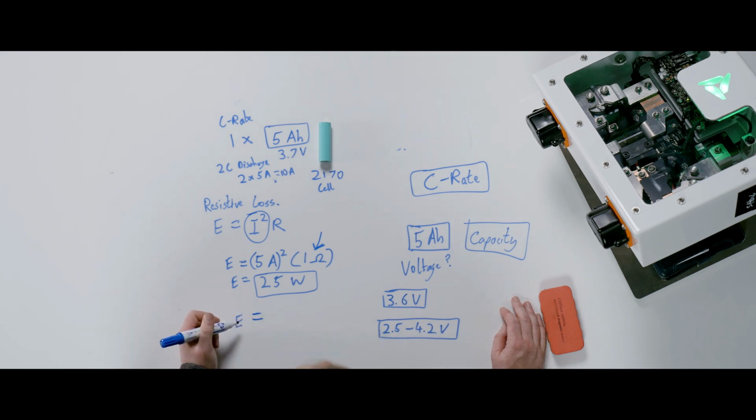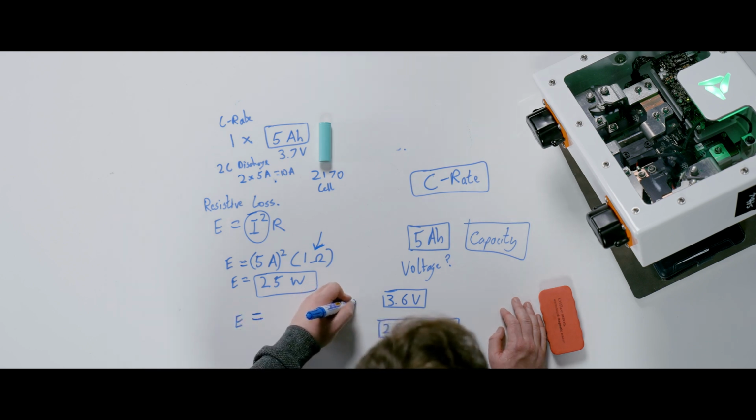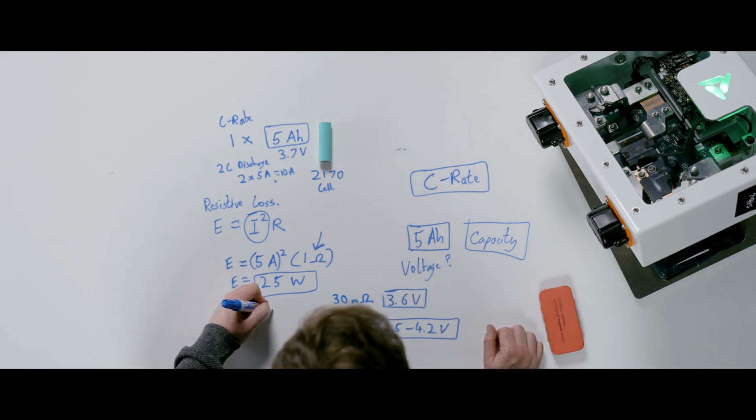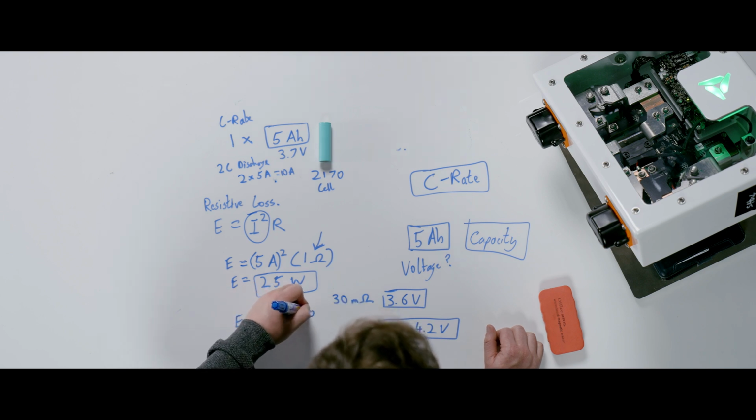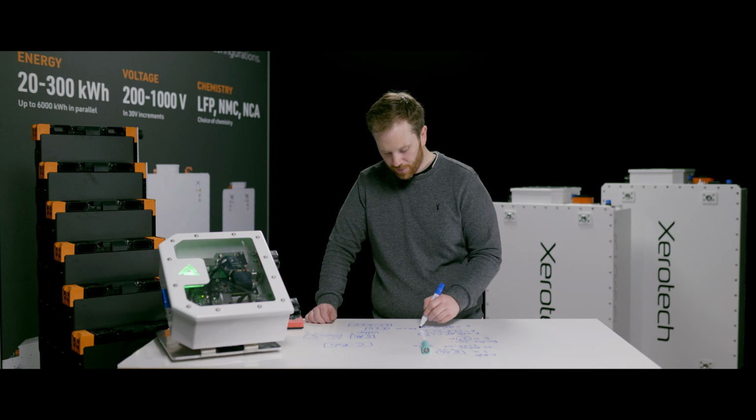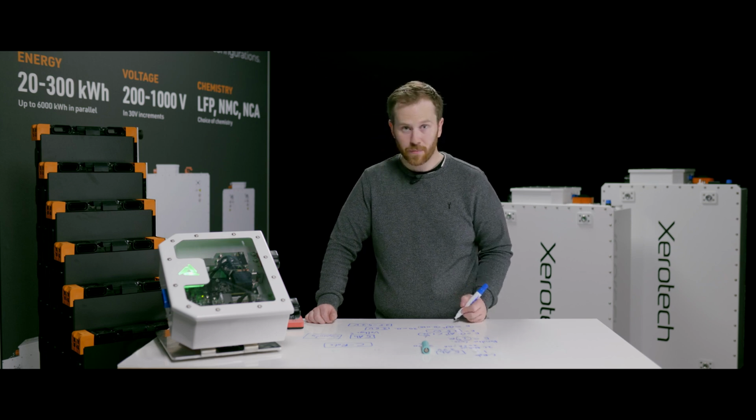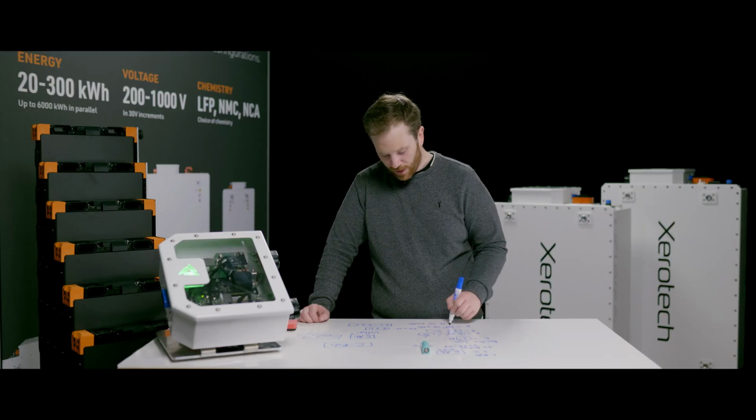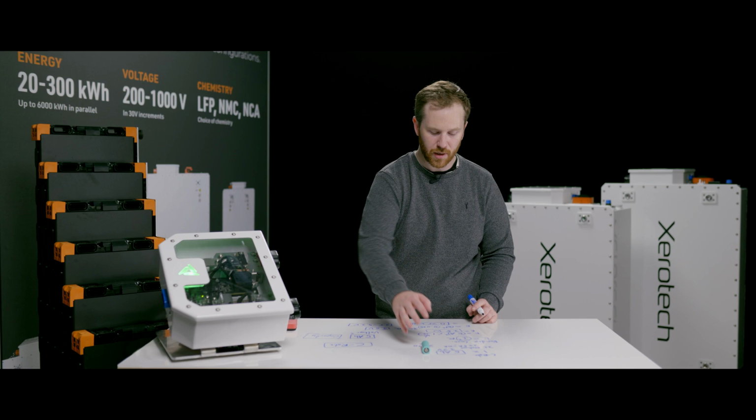A typical internal resistance of a battery cell like the one we have here is probably about 30 milliohms. So the loss in that case is 5 squared times 0.030, which is a much lower value. When you take 5 squared times 0.030, that equals about 0.75 watts of heat loss in this battery cell when you discharge at 1C.